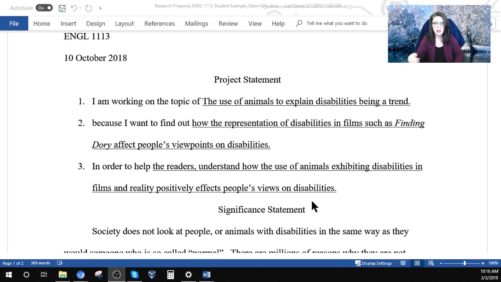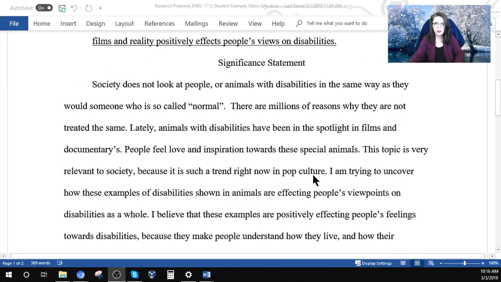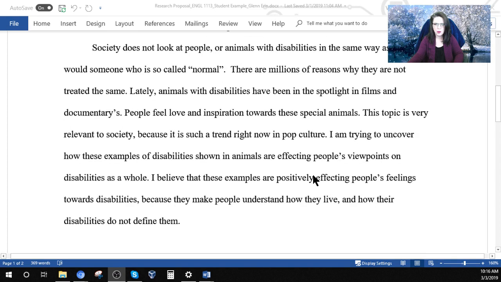So let's look at her significance statement to see if she clarifies how this is an argumentative research proposal. Society does not look at people or animals with disabilities in the same way as they would someone who is called normal. There are millions of reasons why they are not treated the same. Lately, animals with disabilities have been in the spotlight in films and documentaries. People feel love and inspiration towards these special animals. This topic is very relevant to society because it is such a trend right now in pop culture.